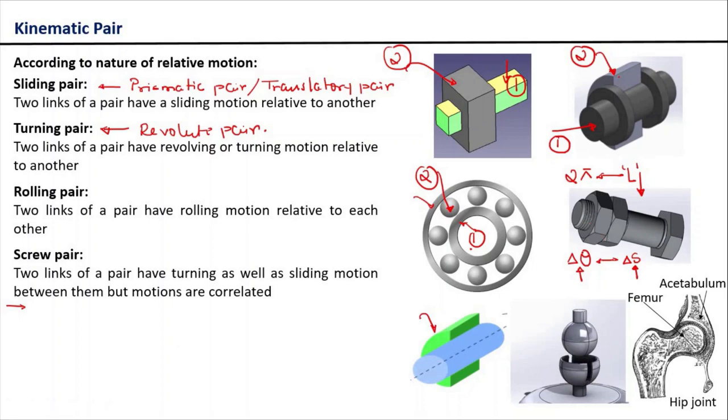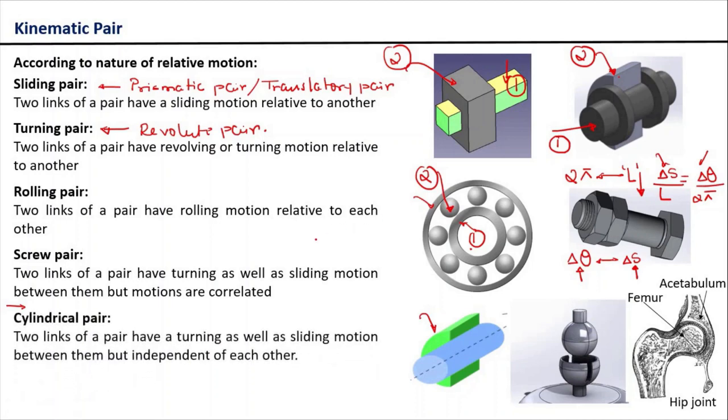Now we can see the translational and rotational coordinates will be simply related by this equation, that is delta S divided by L is equal to delta theta divided by 2 pi. Since there are two coordinates, but these two coordinates are interrelated to each other, we can simply say that this kind of arrangement falls under the category of a screw pair.